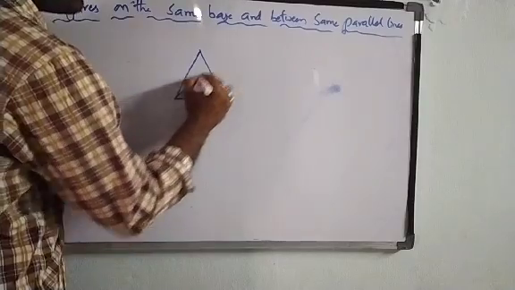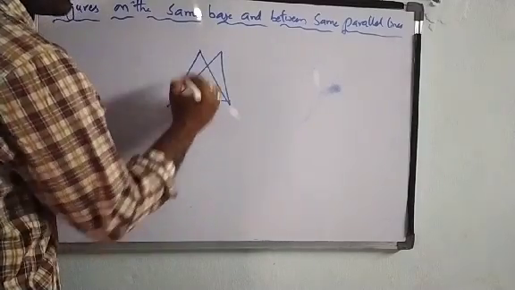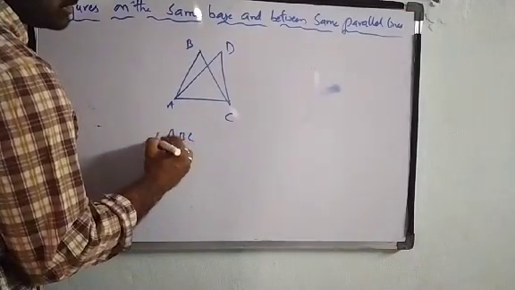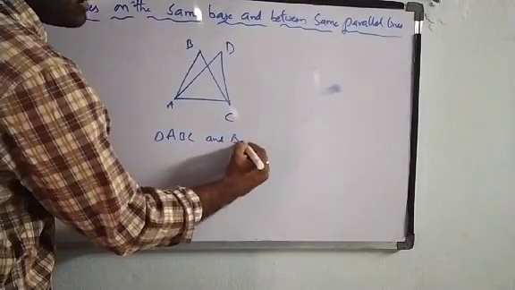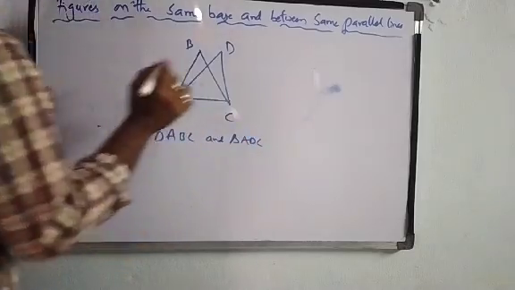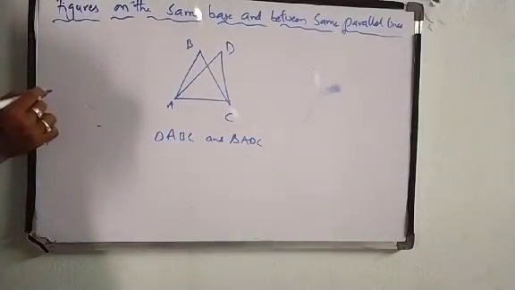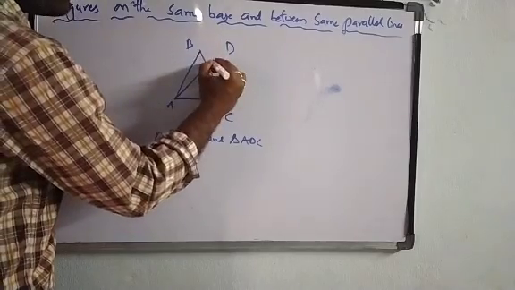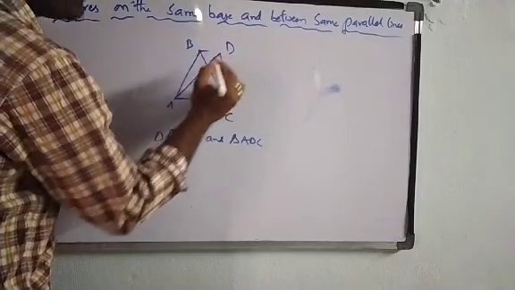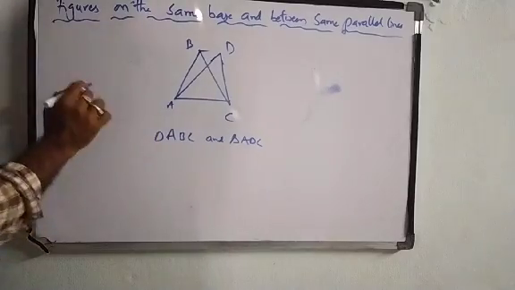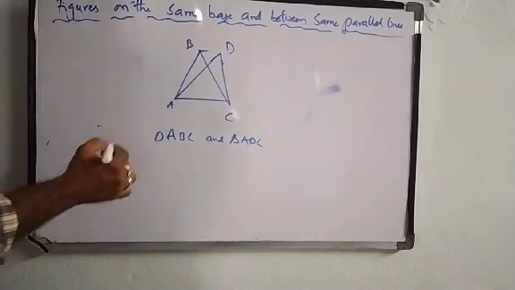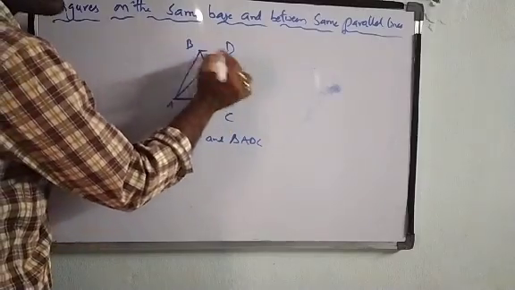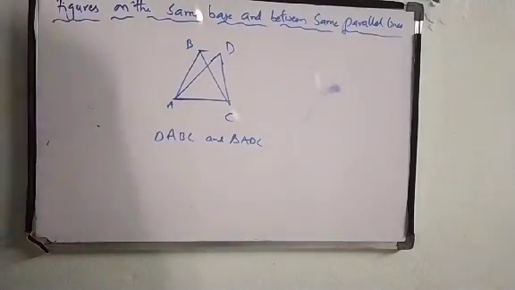So this is one triangle. So A, B, C, D. Here triangle ABC and triangle ADC are on the same base, but they are not between the same parallel lines, as one is small and one is big, so we cannot take it into consideration. Figures on the same base and between the same parallel lines we have to take in. In this case they have the same base but they are not between the same parallel lines, so this case we are not going to consider.